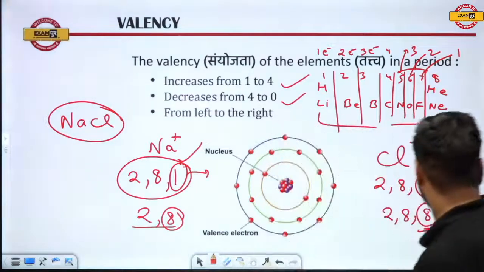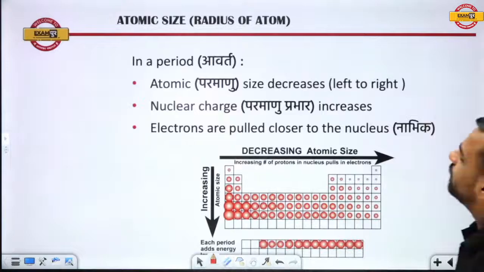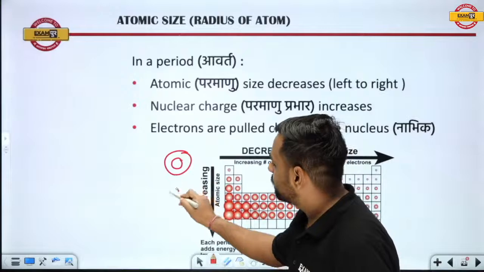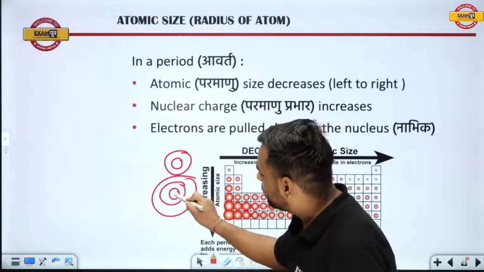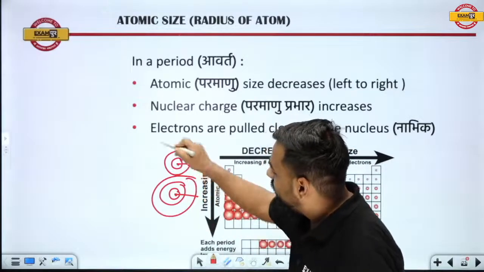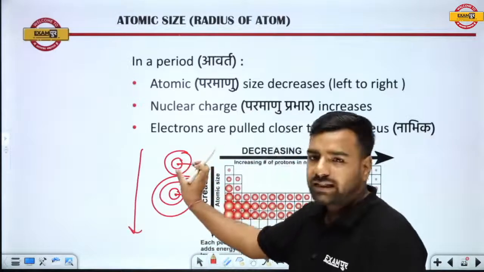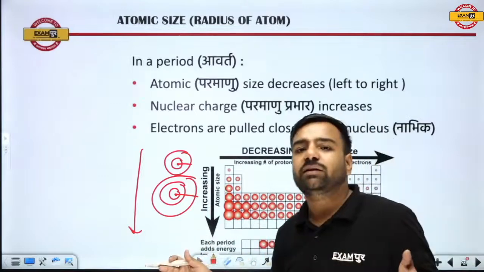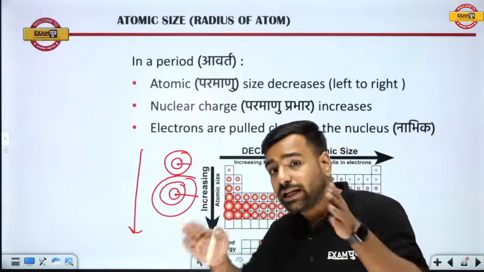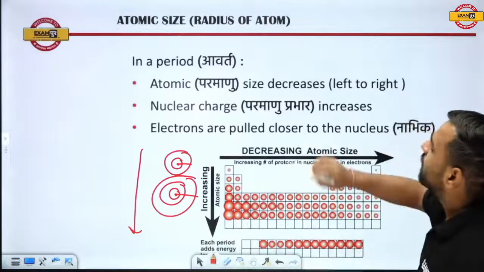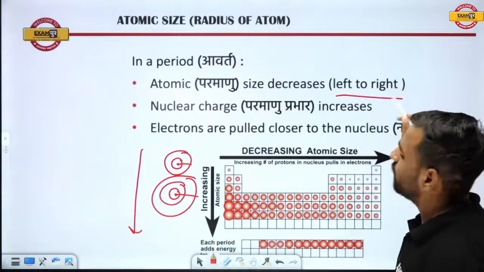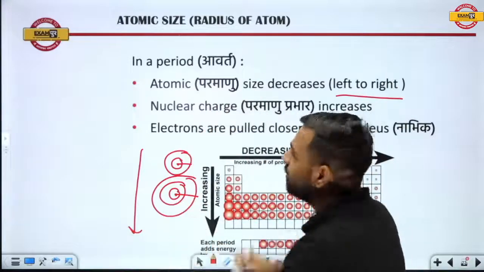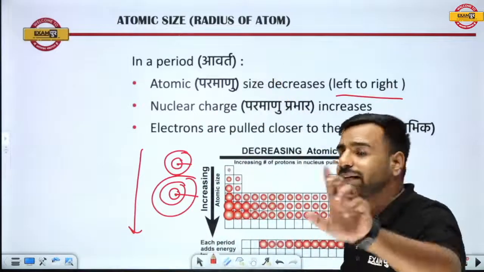Let's move forward. Now talking about the period, if I talk about the atomic size, we know that the number of shells is going to increase, right? So if the number of shells increases, then the atomic size will also increase. From top to bottom: less size, more size, more size. So if I go from top to bottom, atomic size is going to increase, right? That's what is written. Atomic size decreases from left to right. That is, from left to right, atomic size will decrease. But from top to bottom, atomic size will increase.